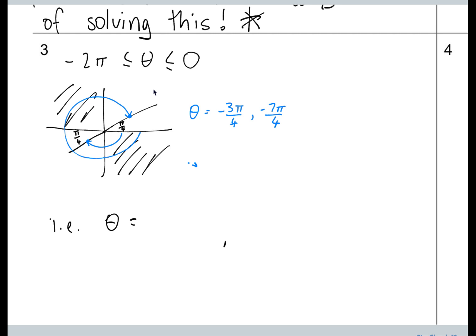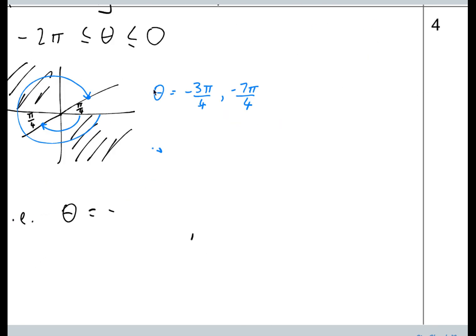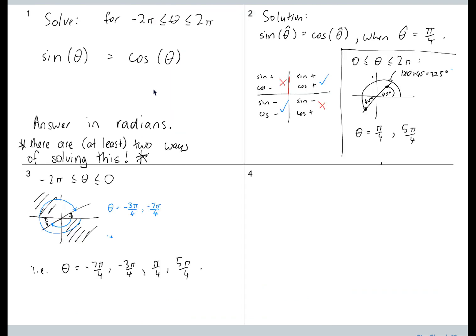So I'll just conclude by putting a final statement, i.e. theta can be, I'll go in order, negative 7 pi on 4, that's the smallest, negative 3 pi on 4, that's the next one, and then we've got pi on 4 and 5 pi on 4. Done. 4 solutions. Is that okay with everyone? Cool. Hopefully you got there.